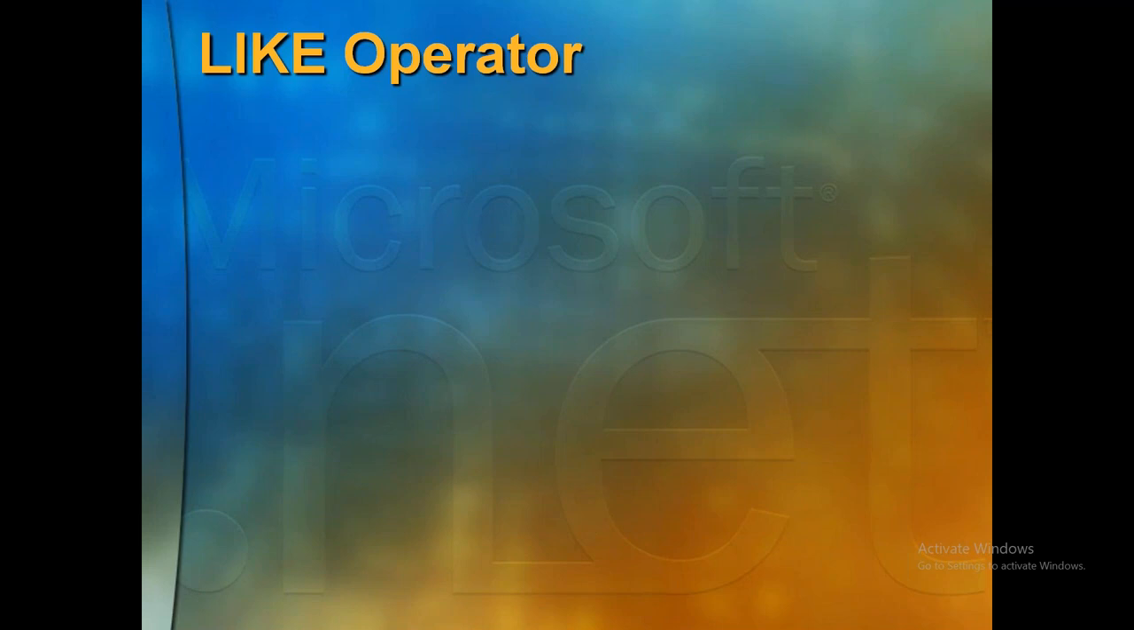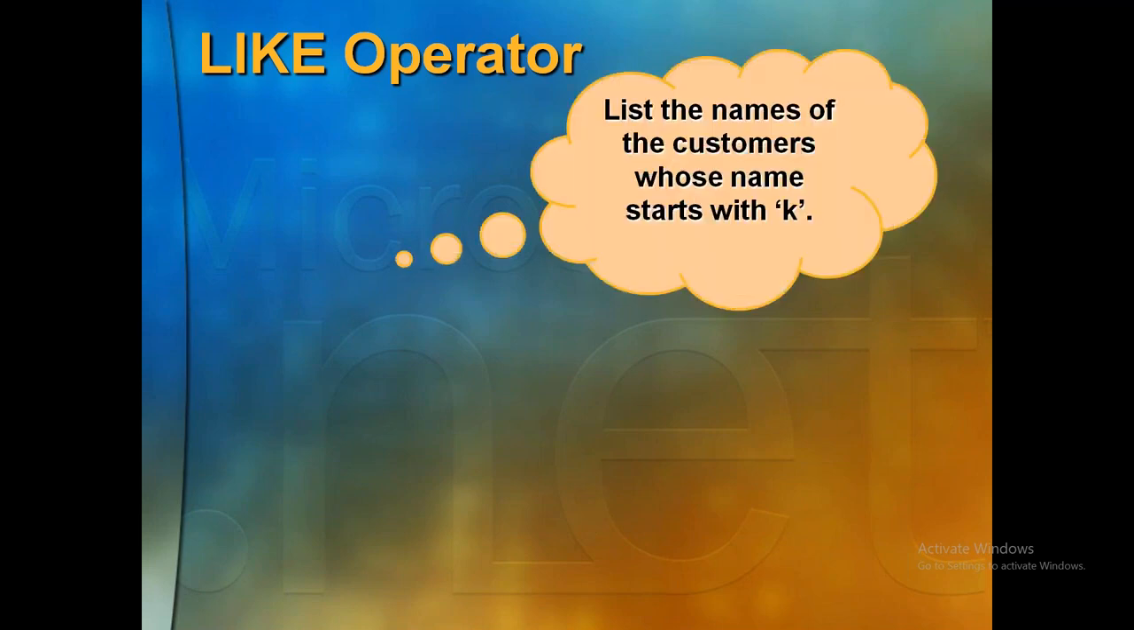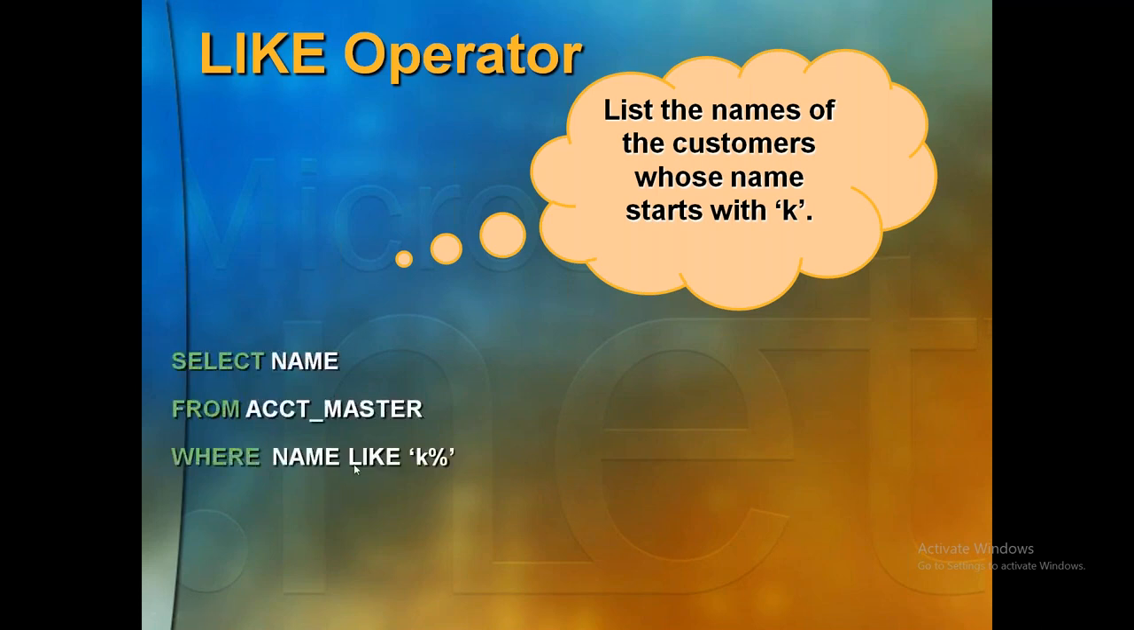Now, the LIKE operator. I wanted to list the names of the customers whose name starts with K, so I use the LIKE operator. It is what is called a wildcard operator. Select name from account master where name like 'K%'. What is the meaning? The first letter should be K, and the remaining letters can be anything. That is what the percent sign means.